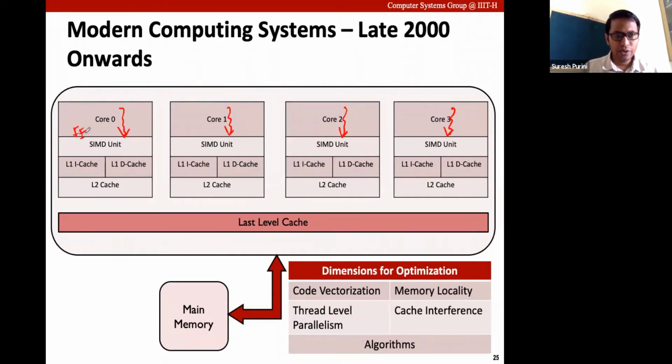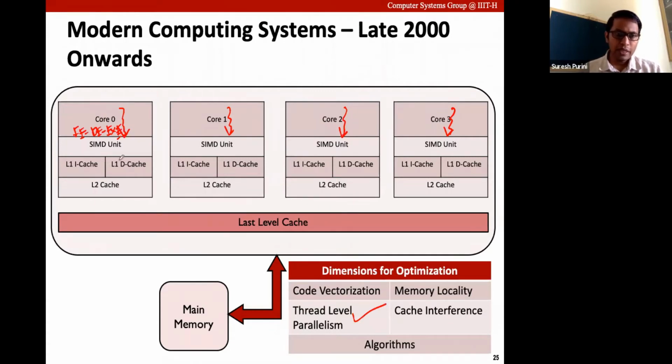So fetch decode execute is still there within a core, but outside the core there are multiple such fetch decode execute threads going on in parallel. And in order to use these multiple threads available, either the compiler has to do the hard work or the programmer has to do the hard work. So that's number one. This is what we are talking about, thread level parallelism.